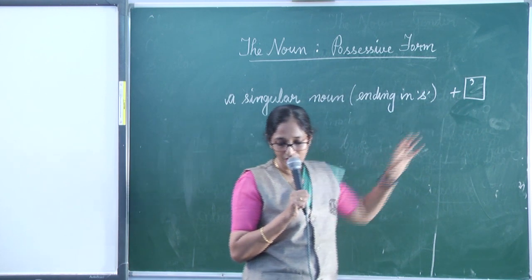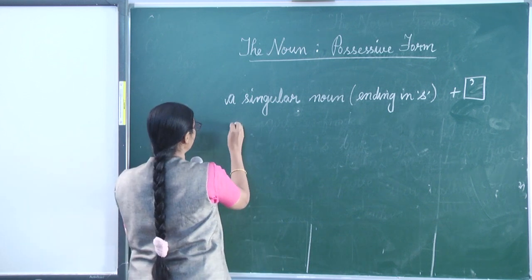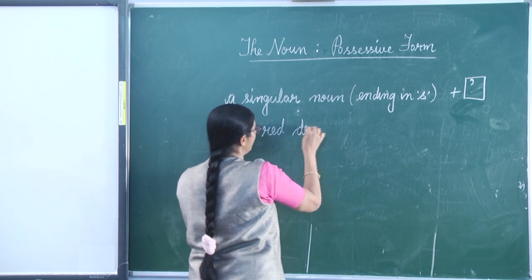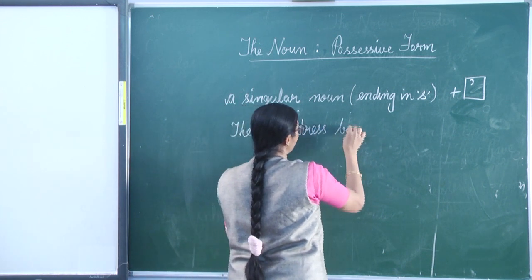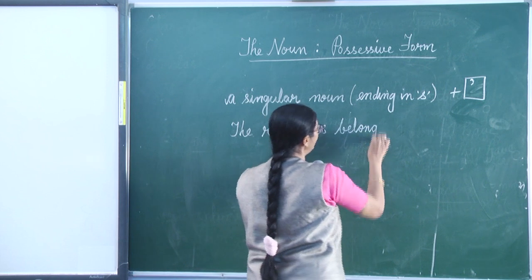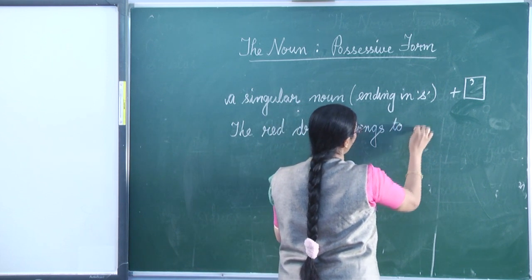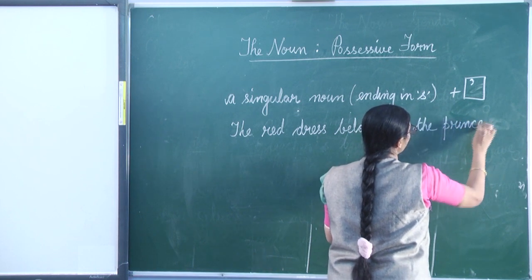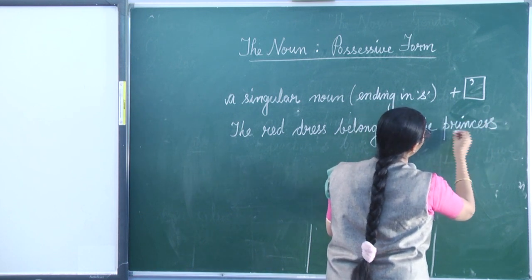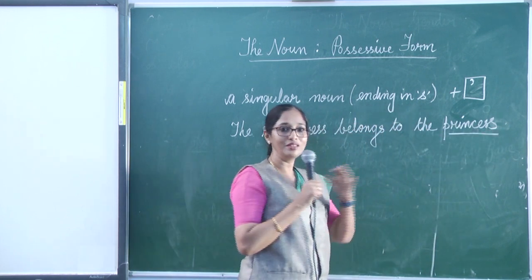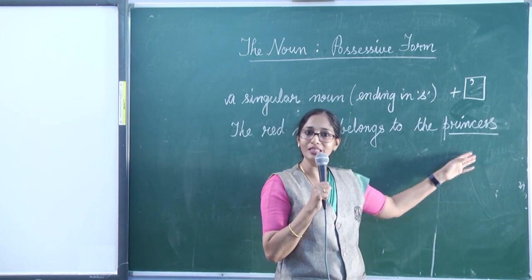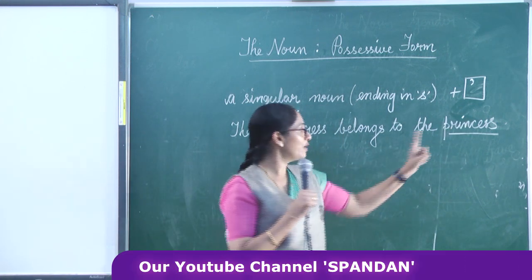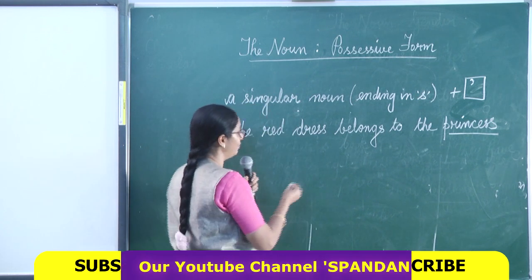For example, the red dress belongs to the princess. Look at the word princess. Princess, it's the opposite gender of prince, princess. You know, princess refers to a singular person. But the noun ends in double s.